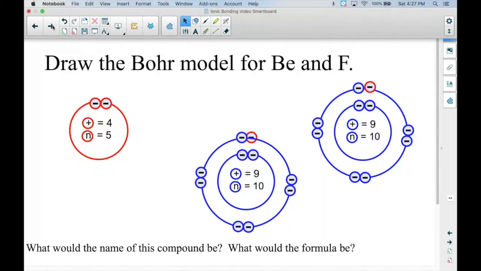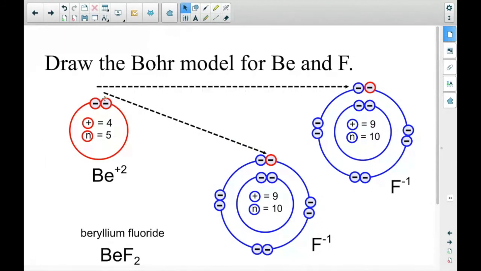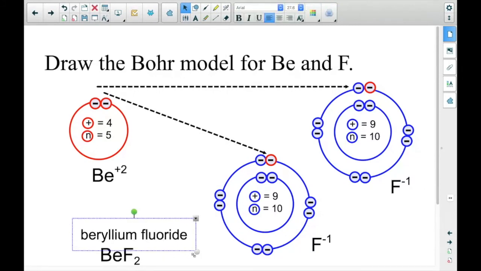So everybody will be happy when the beryllium gives 2 electrons away. It gives 1 to this fluorine, 1 to this fluorine to make it a fluoride. We end up with beryllium fluoride, and the formula is BeF2.